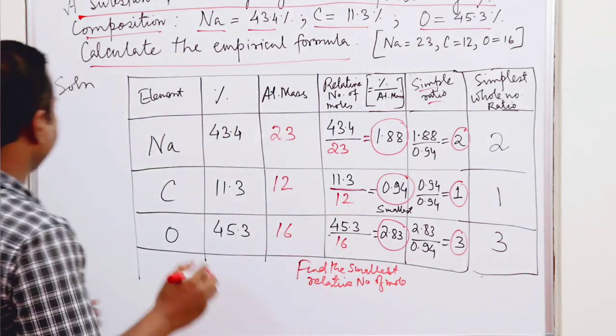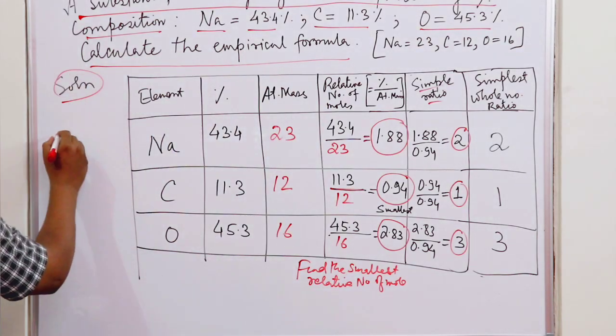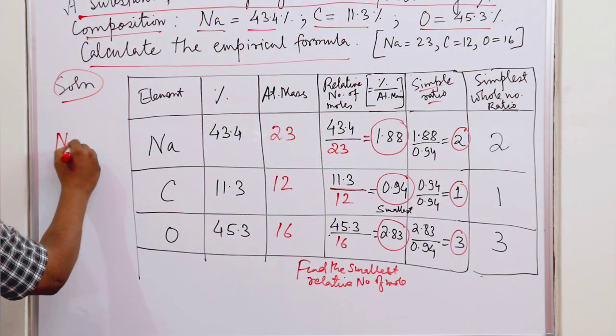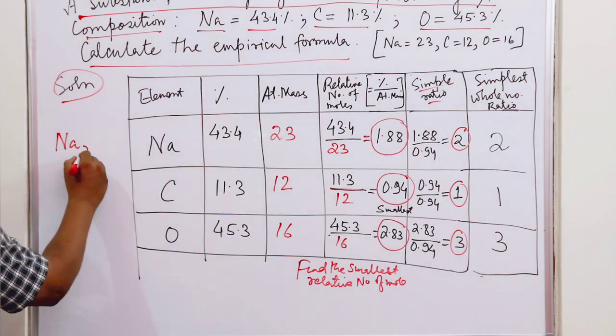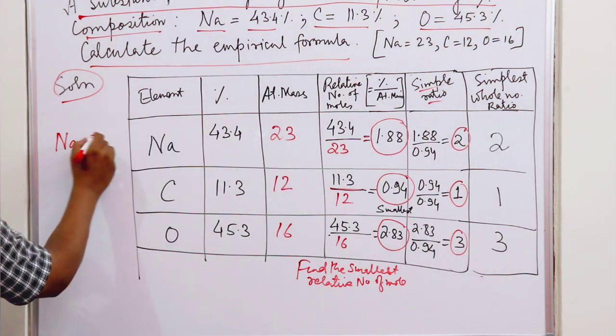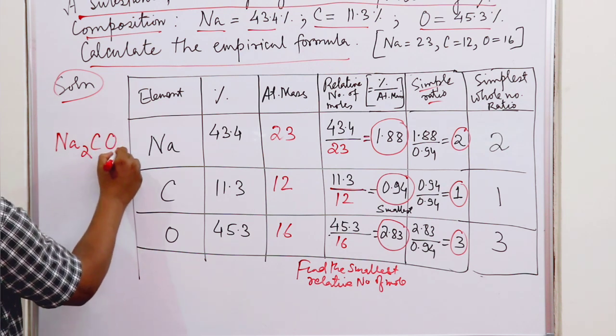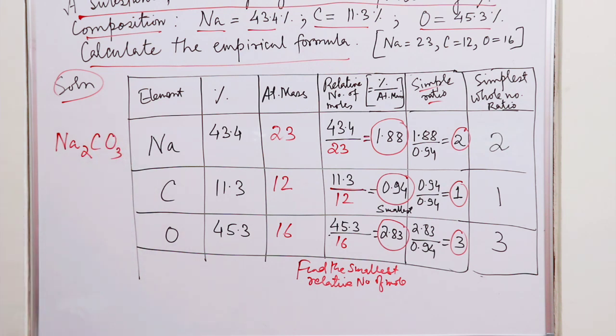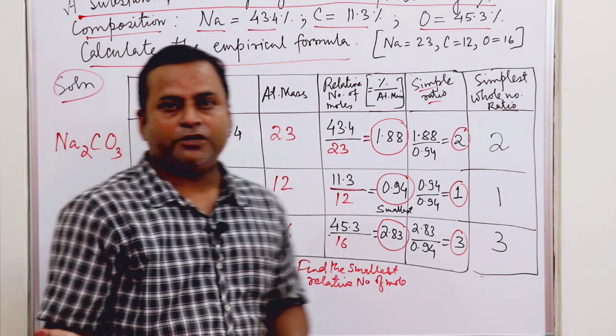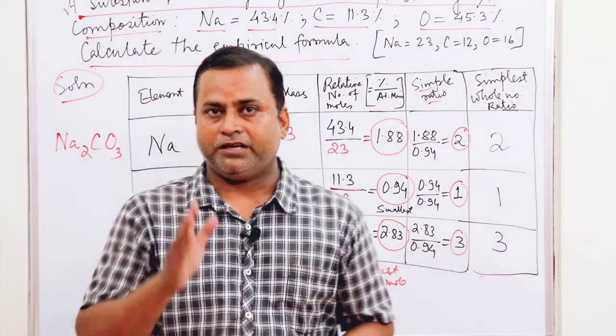So that means the empirical formula is Na. There are 2 atoms of Na, 1 atom of carbon and 3 atoms of oxygen. So the formula is Na2CO3. In this way we can find the empirical formula.